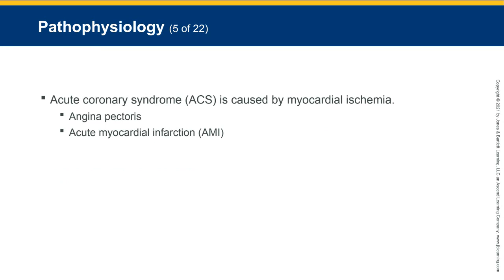Acute coronary syndrome is caused by myocardial ischemia. Remember, the term ischemia means a decrease in blood flow. So when there is myocardial ischemia, it can lead to angina pectoris, which is chest pain, or it can be attributed to an acute myocardial infarction, which is a heart attack.